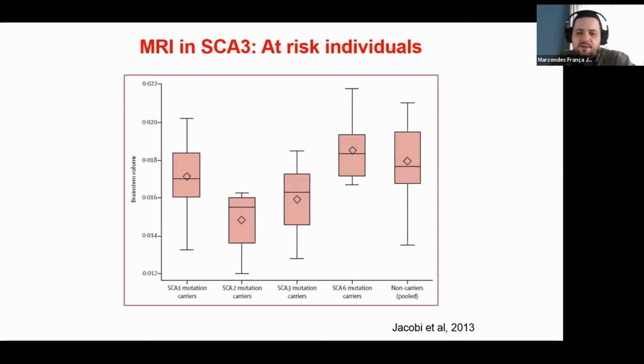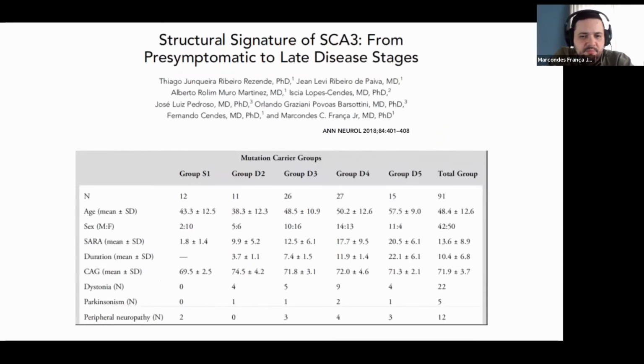So this was the very first evidence that structural damage could be found before the onset of ataxia in these patients. More recently, other studies came out and gave further support to this initial assumption. This is one publication from our group. It came out 2 years ago, and we were able to recruit more than 90 patients with Machado-Joseph disease, and we were able to stratify this cohort into 5 groups.